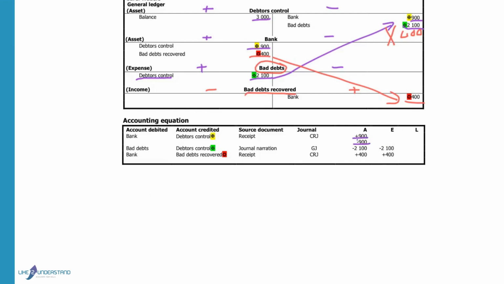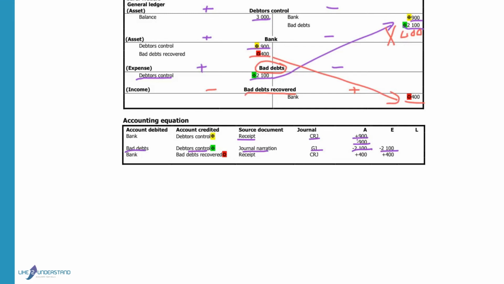We issue a receipt as proof of payment and record the entry in the cash receipts journal. Bad debts is debited, is an expense that will reduce the profit, so equity will decrease. Debtors control is credited to decrease the assets. We will record the bad debts in the general journal, and we will use a journal narration as source document.